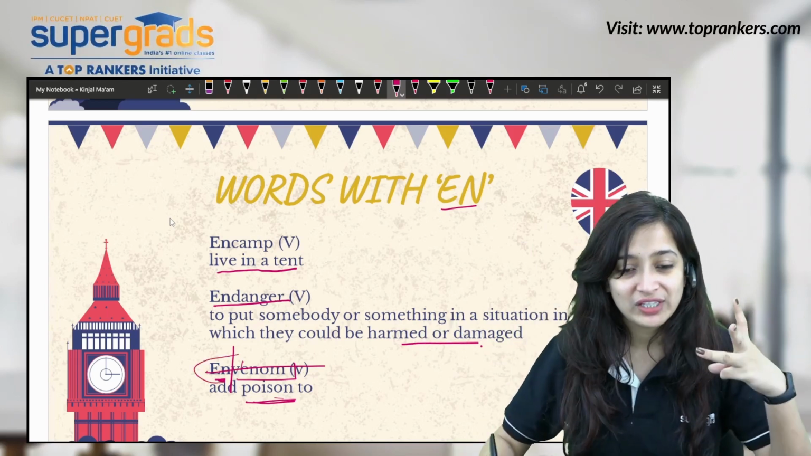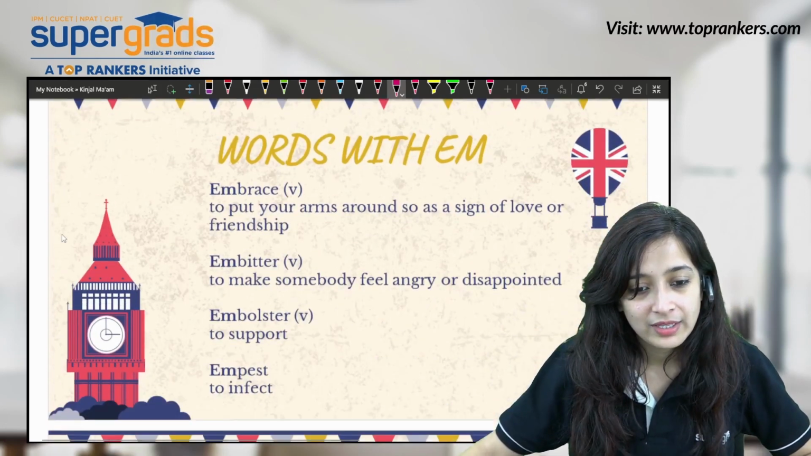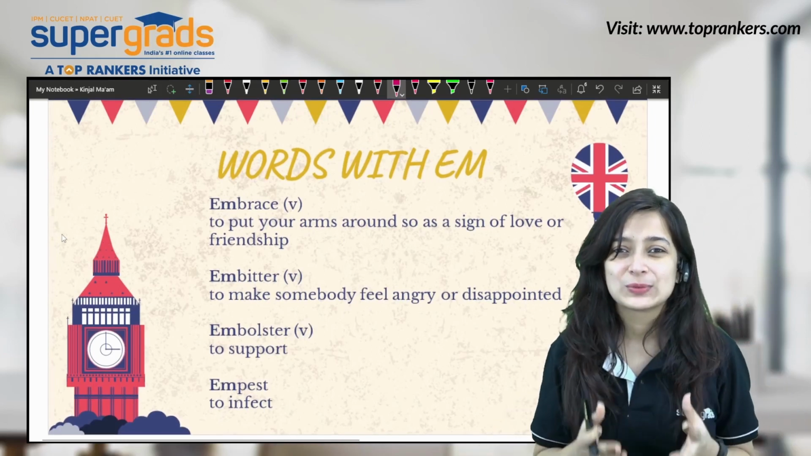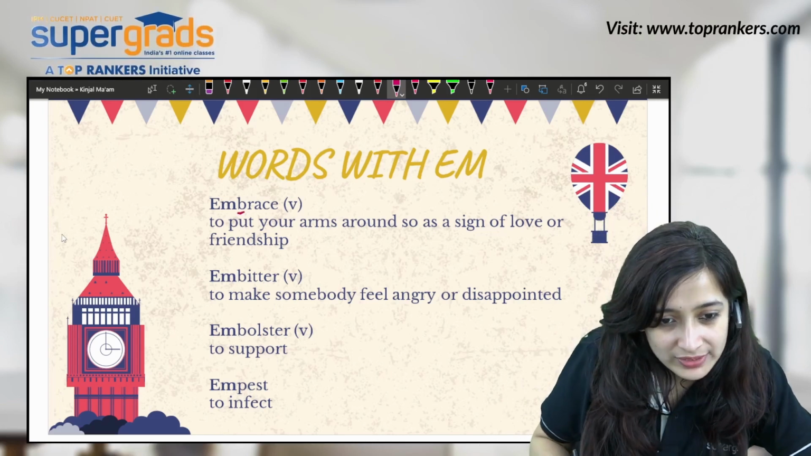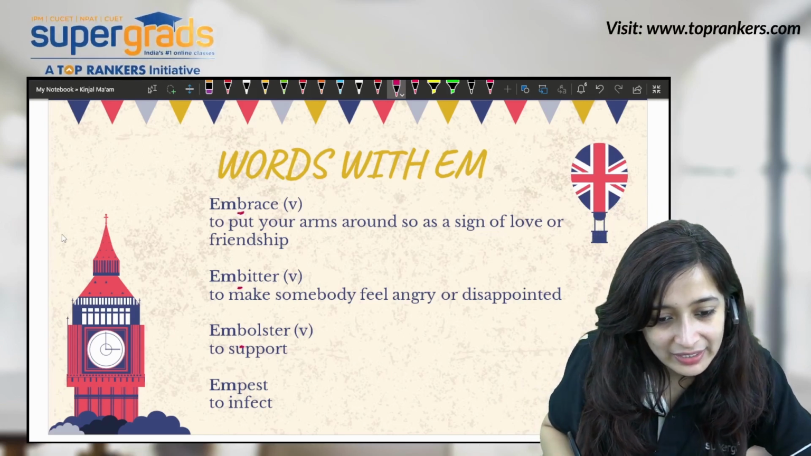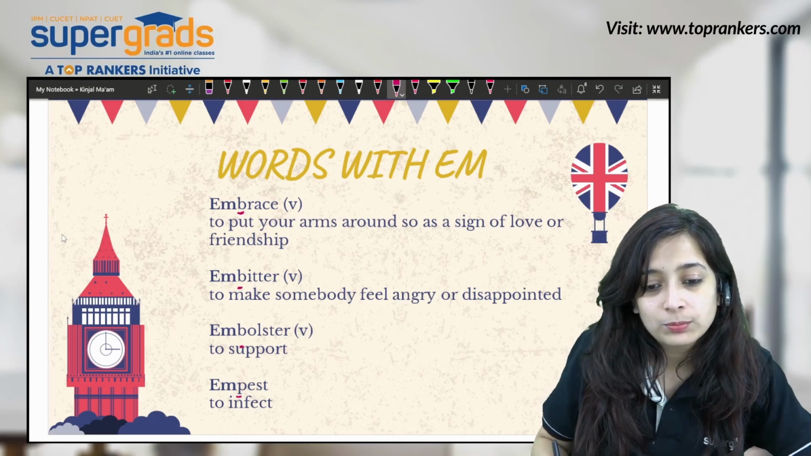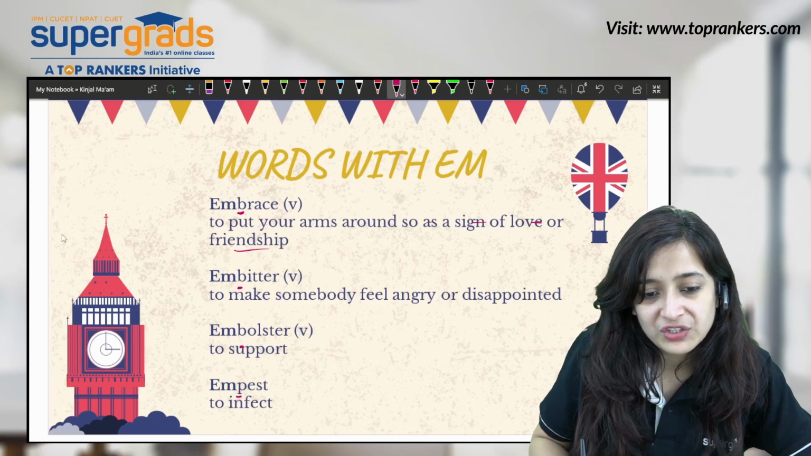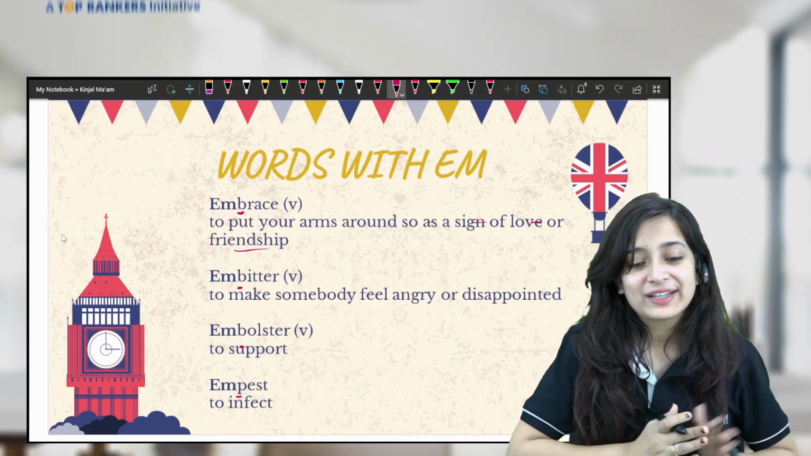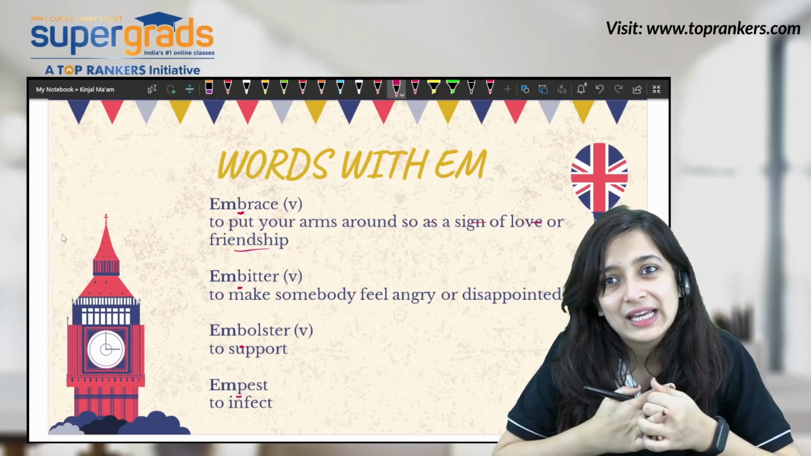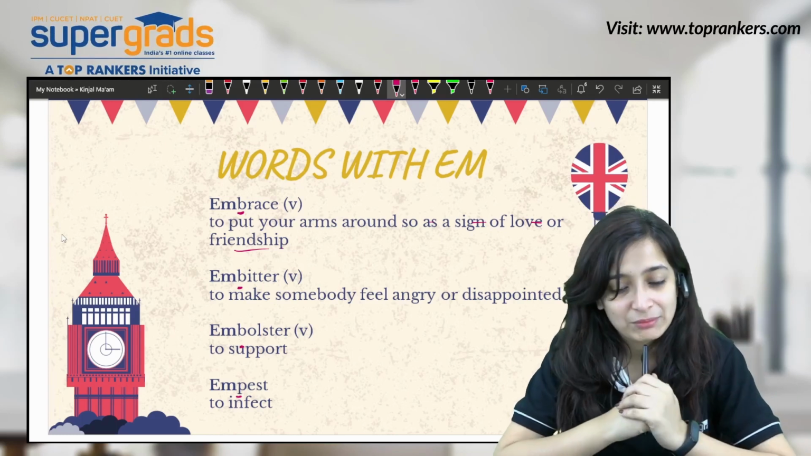So we have learned three words: encamp, endanger, and envenom. Next, there are a few words with em now. If you just pay a little attention, all these words have b, and one of them has p as well. So embrace means to put your arms around as a sign of love or friendship. But it is not just limited to this thought. It also means to basically love some idea, to nurture some idea, that is called embrace.